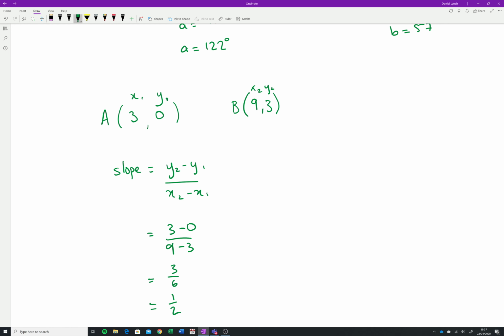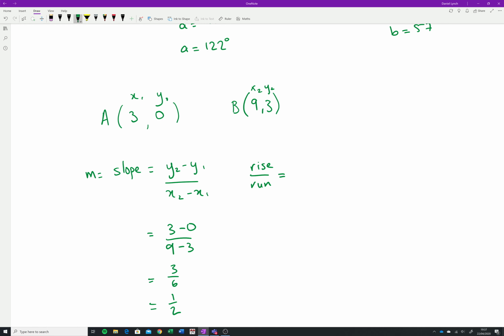There would be another way to do it. If you look visually, with your exam paper in front of you, where are we going from? We're going from 3, 0, A to 9, 3. And we've learned that the slope, we write it as m as well, is equal to rise over run. So if you look from A to B, how much did it rise?